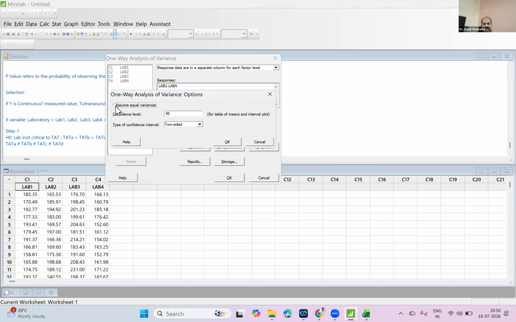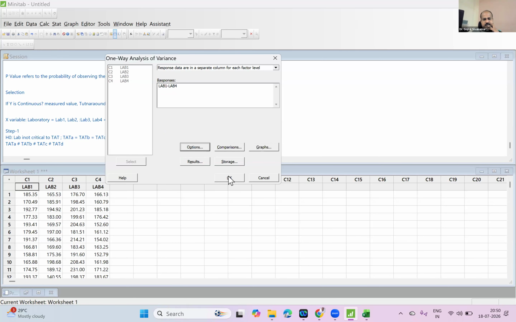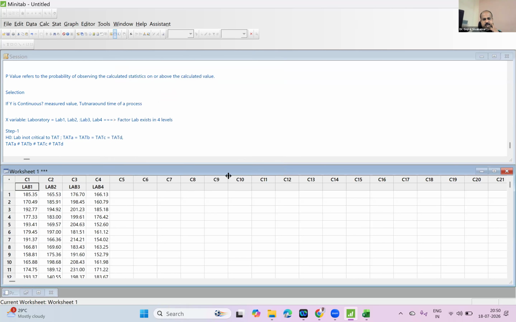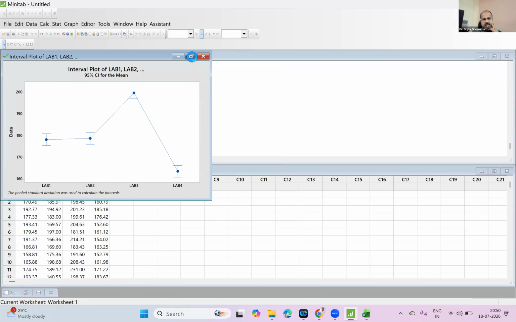What is there here? Assume equal variance. Always while doing ANOVA, variances must be equal. So I tick this. I give OK. I give one more OK. Now the analysis is done.